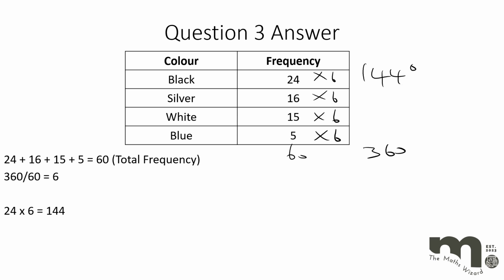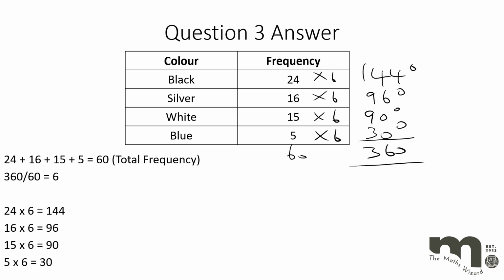So our angle for the black cars is going to be 144. 16 times 6 is 96 degrees. 15 times 6 is 90 degrees. 5 times 6 is 30 degrees. And once again, if you add all of those up, you'll get to 360. So now I'm going to show you how to draw this pie chart out.